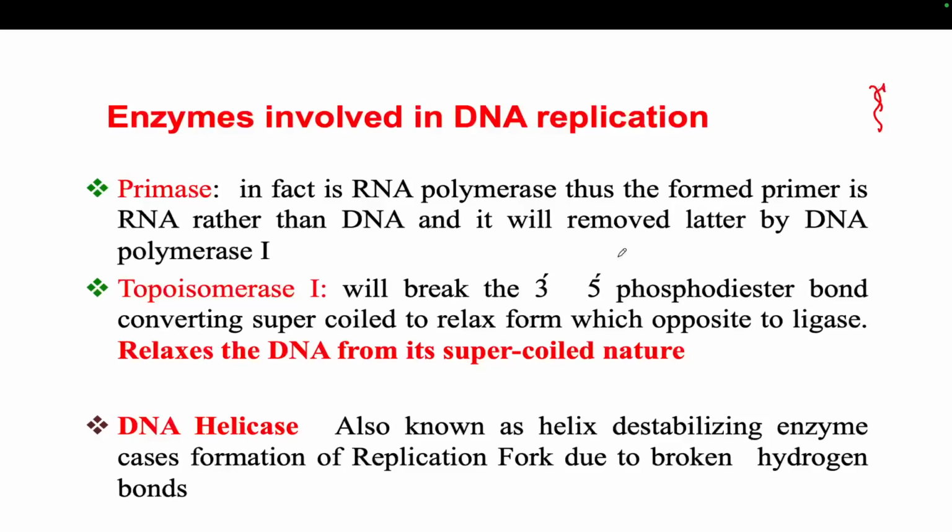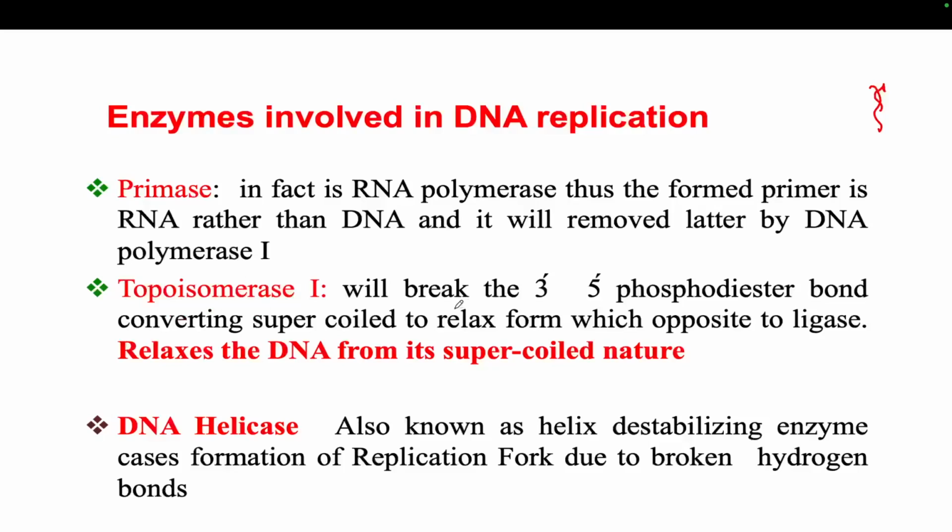Okay, so it will be removed later by the DNA polymerase 1. And this is the primase, which will form the short RNA primer to initiate the replication process. Then the second enzyme is topoisomerase 1.